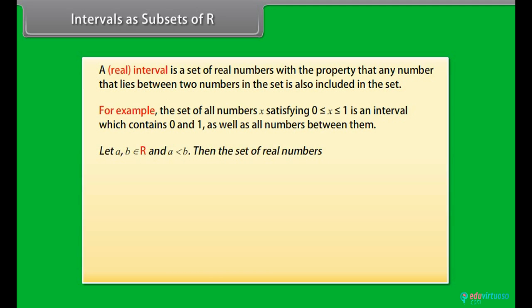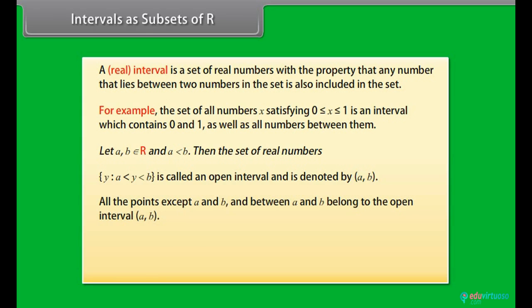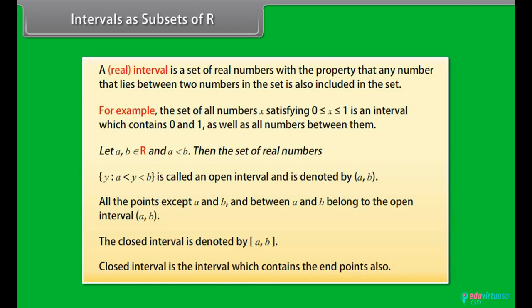Let a, b belong to R and a < b. Then the set of real numbers y such that a < y < b is called an open interval and is denoted by (a, b). All the points except a and b and between a and b belong to the open interval (a, b). The closed interval is denoted by this symbol. Closed interval is the interval which contains the endpoints also.